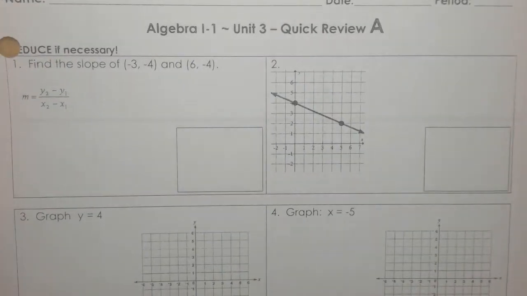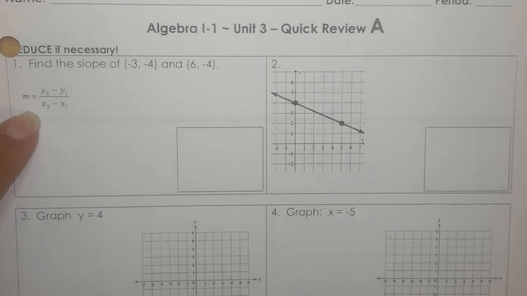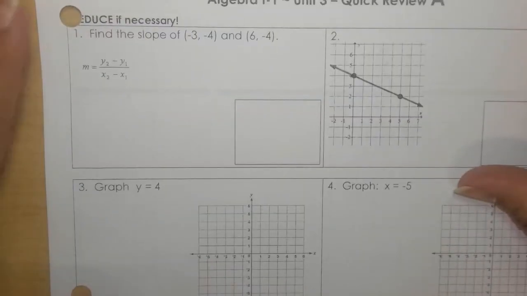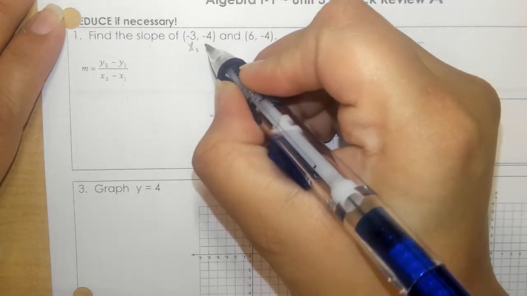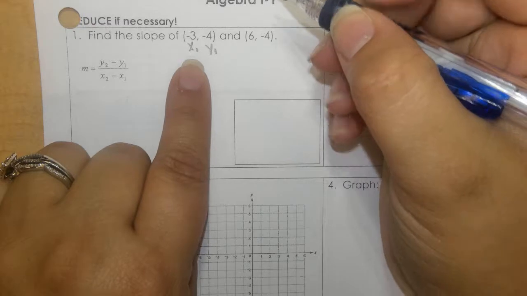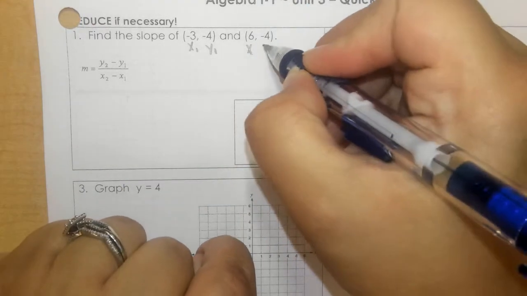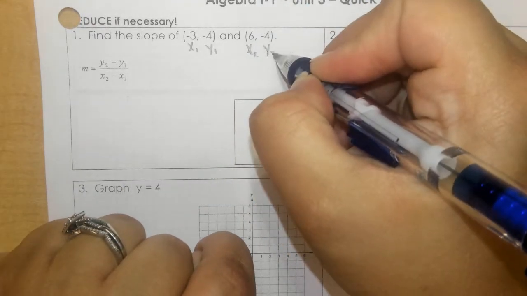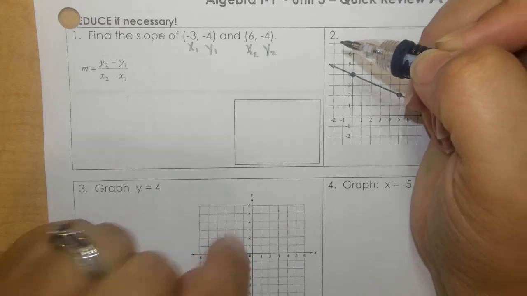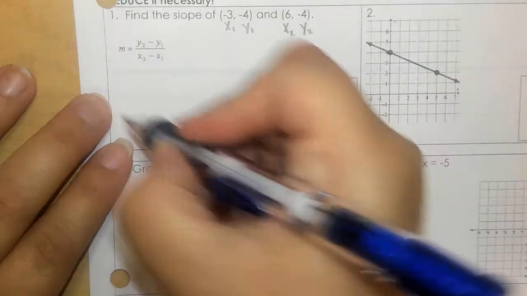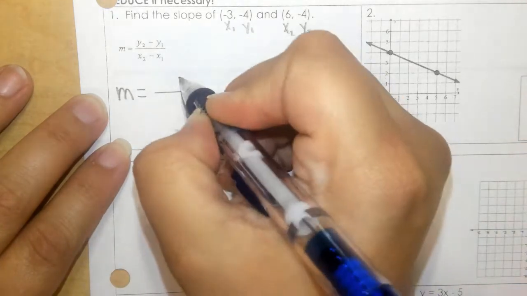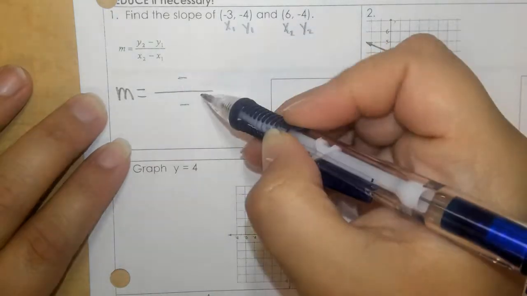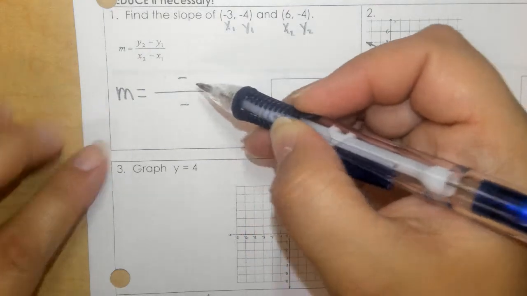For the quick review A on number 1, we're going to use the slope formula, which I gave you here, to solve for slope. So the first thing we want to do is label our points. We would have x and y, but the first point would have 1s. The second point would still be x and y, but we're going to put 2s. Then, just like the notes, we're going to set up our fractions. So slope equals, then we have our fraction bar with our 2 minus signs. And then we're just going to fill in.